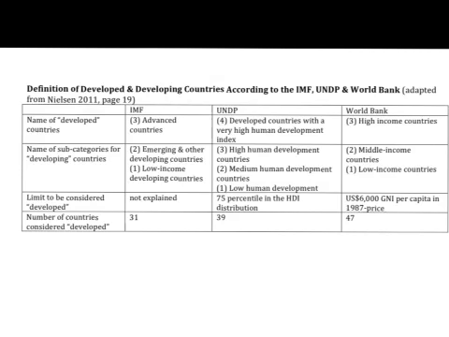Well, as you can see right here, it's either very vague to the point of actually not being explained. So the IMF does not explain how these countries are different. On the other hand, the UNDP and the World Bank, they do explain the difference, but they are not based on the same elements. The World Bank used the GNI, the gross national income, only. The UNDP uses the Human Development Index.